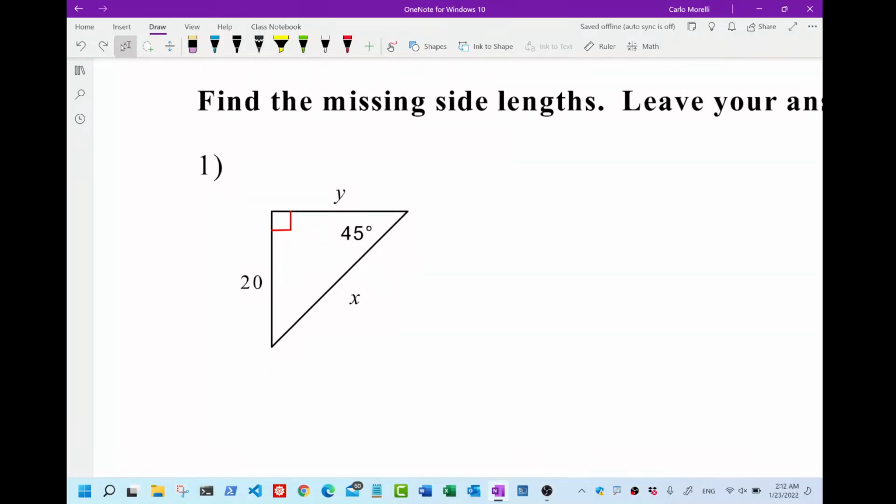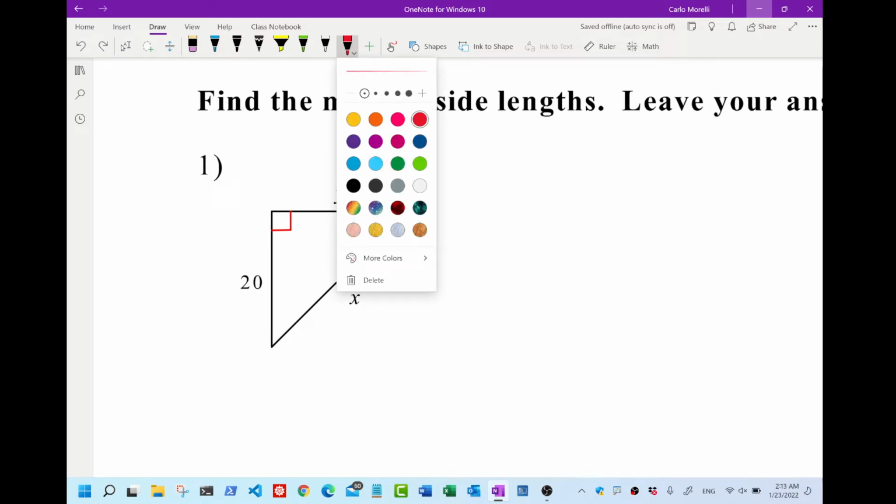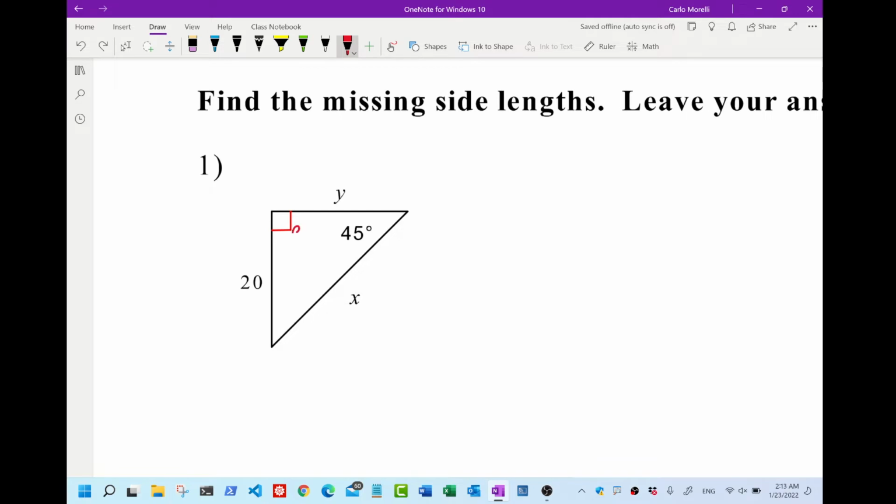Okay, let's take a look at number 1. Now in number 1, we see a right angle symbol. So that means that this angle is 90 degrees. And then we see a 45-degree angle here. And that automatically means that this other angle is 45 degrees.